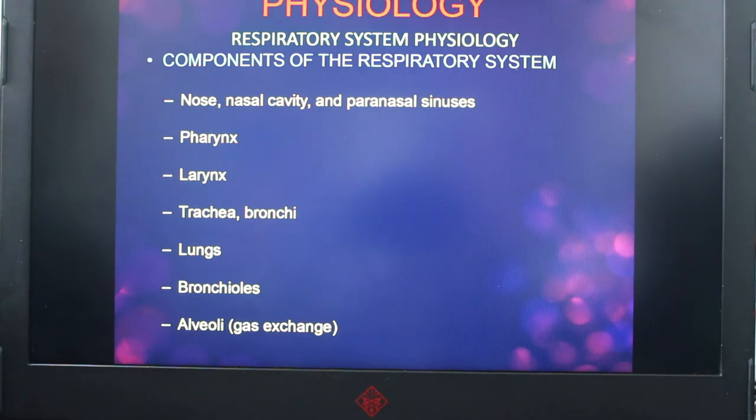The components of the respiratory system are the nose, starting with the nares, the two openings that extend out of the nose, the nasal cavity and paranasal sinuses, the pharynx, the larynx, trachea, bronchi, lungs, bronchioles, and alveoli. And alveoli are the areas where gas exchange happens.